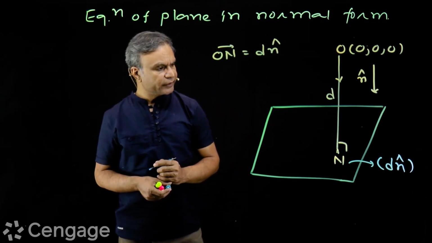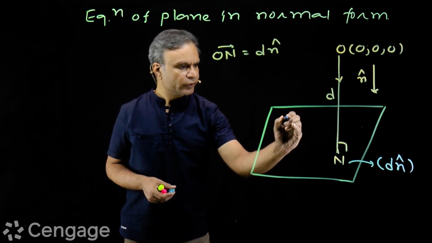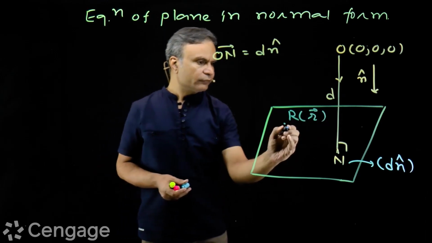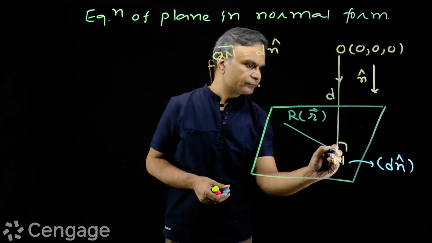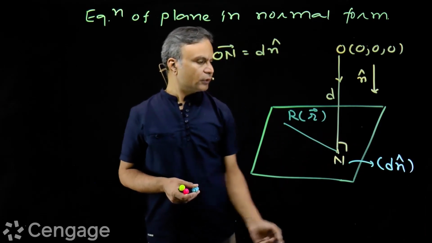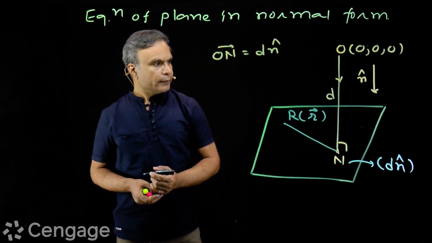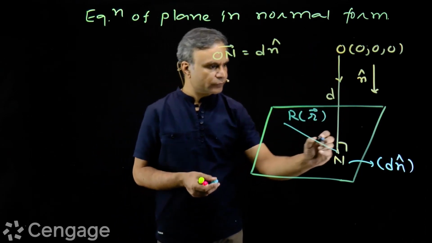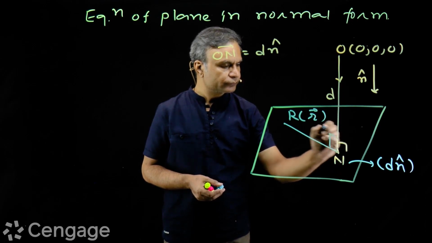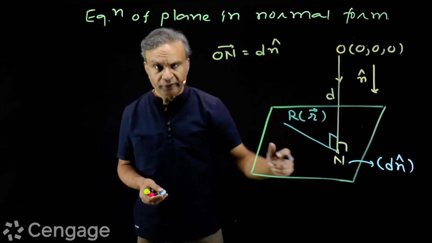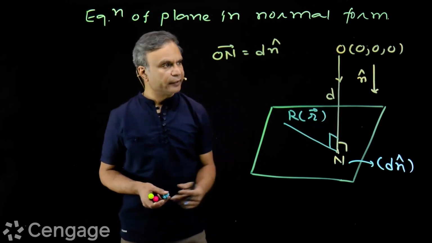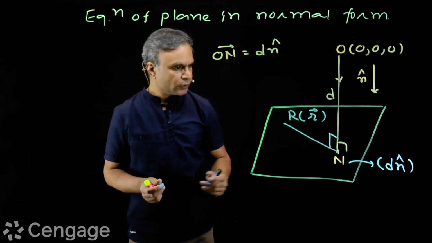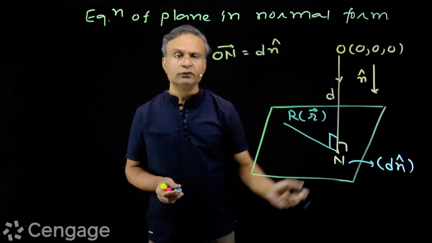Now to get the equation of the plane, what do we do? We consider some variable point on the plane, say point R having position vector r. Then we join these two points, this variable point with this point. Definitely this vector will be perpendicular to this vector. In fact, any vector in this plane will be perpendicular to this vector. So this vector dot this vector will be 0.